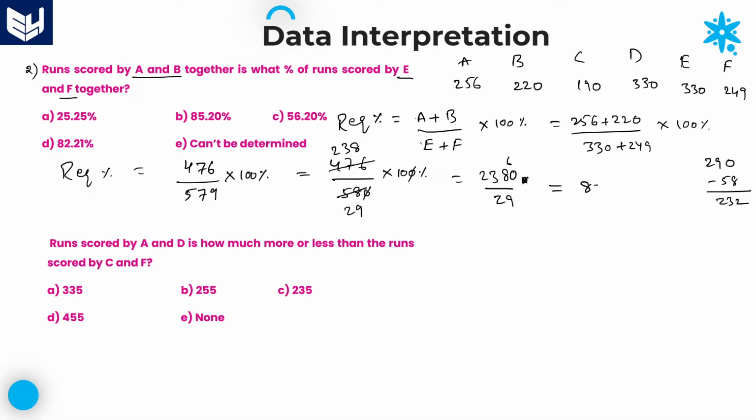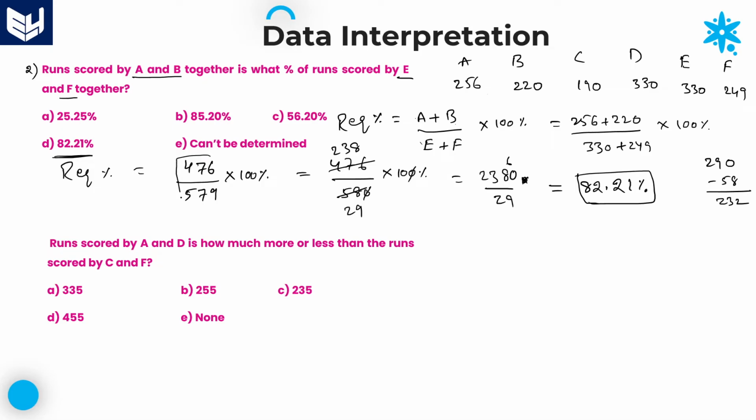60. 60 means 82 point something value. That means 82 point. Once look at the options. With 82 you will be having only one option, right? So directly your answer is 82.21 percentage.